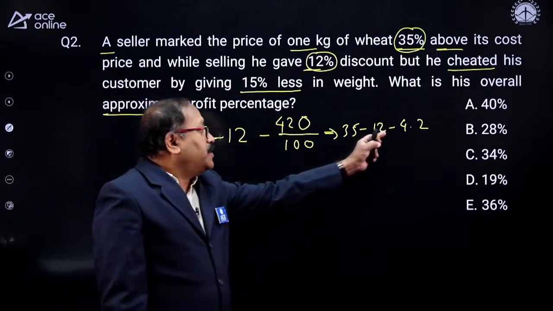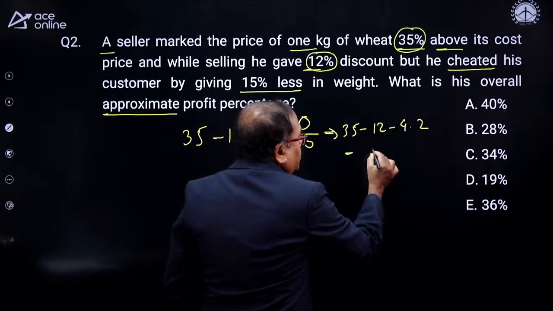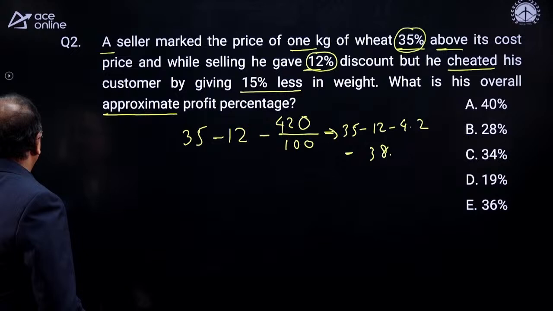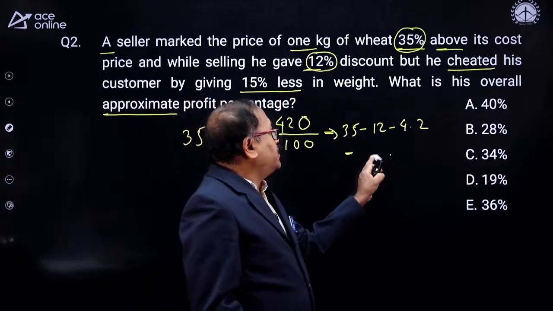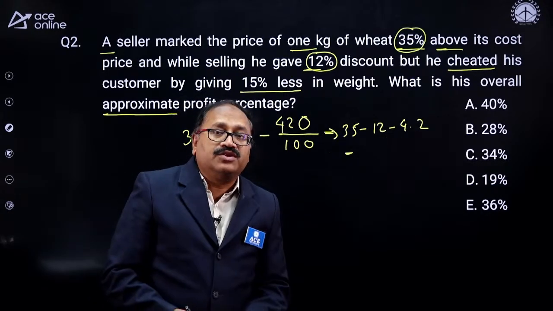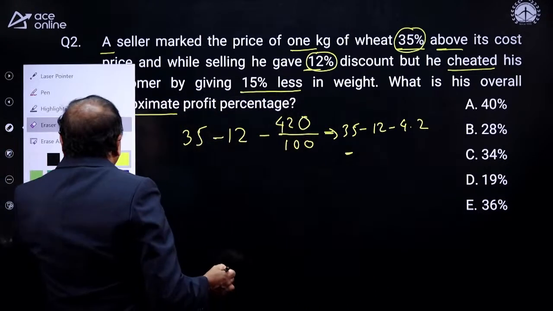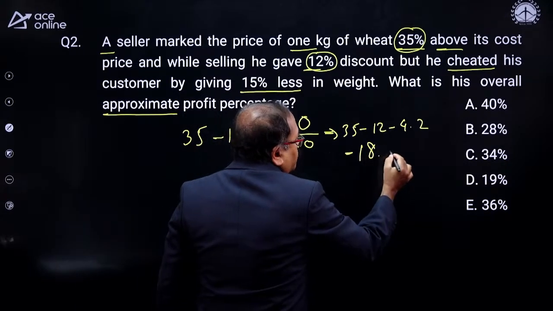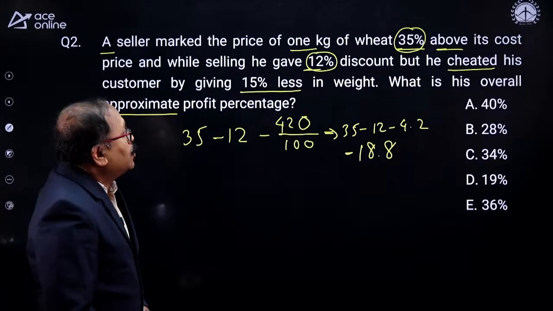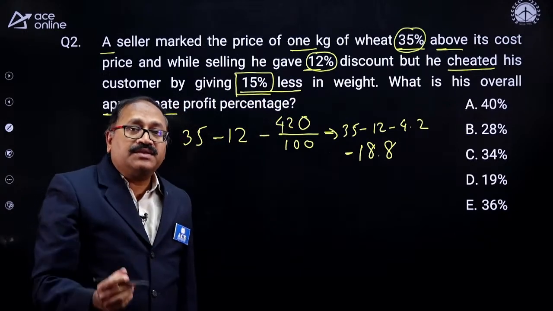So finally you get 35 minus 12 and minus 4.2. When I take out the 12 from 35, I get 23, and from 23, if I take out the 4.2, I get 18.8. So let's write this down as 18.8. So here there is a profit of 18.8. Now he weighed 15% less. Can you answer the question now?